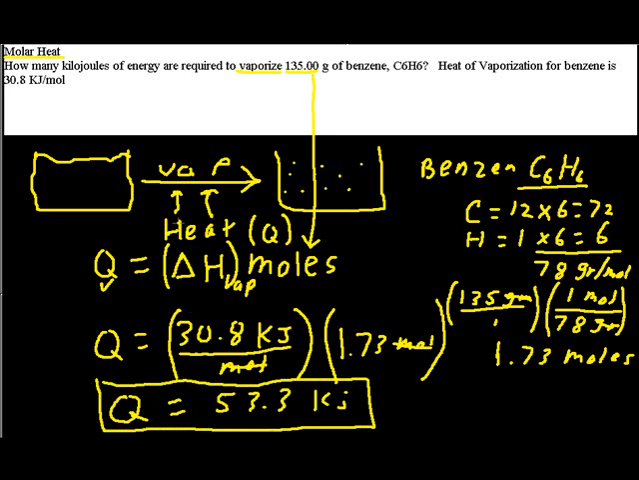Now there's one last idea that you must keep straight, which is this heat is flowing in. So the system, which is liquid benzene, is gaining the heat in this process. Therefore, Q is a positive value because the heat is being gained. Therefore, we call it an endothermic reaction.